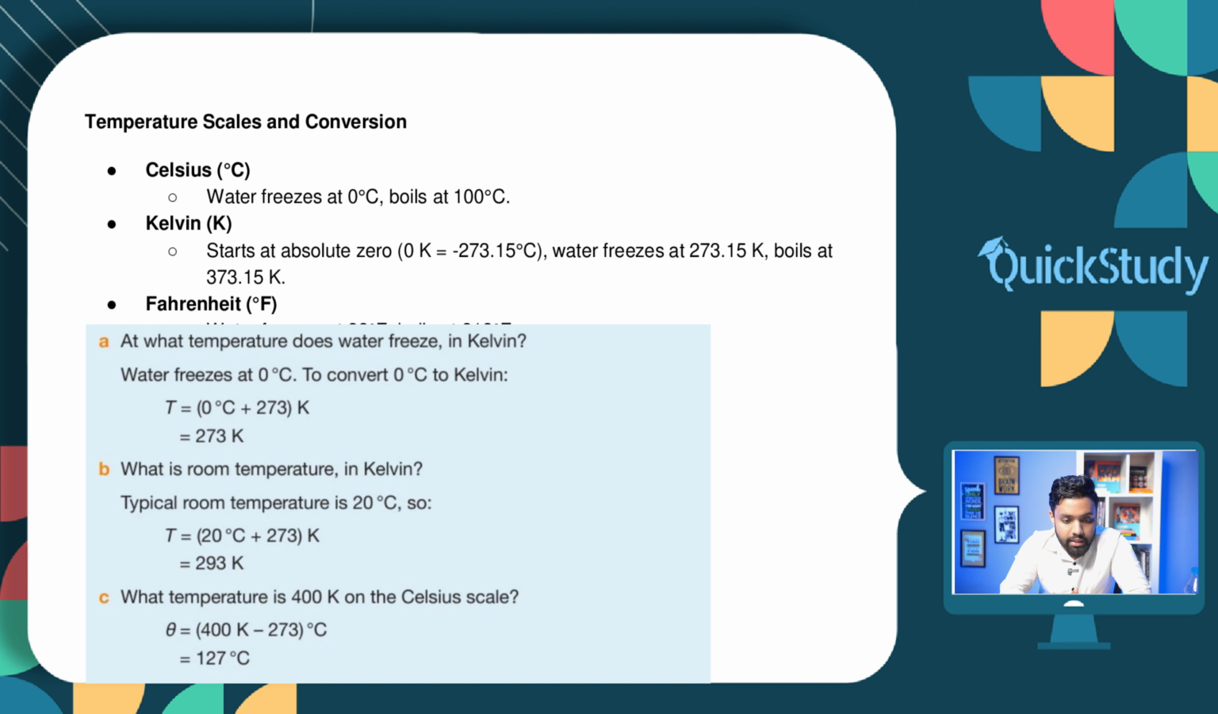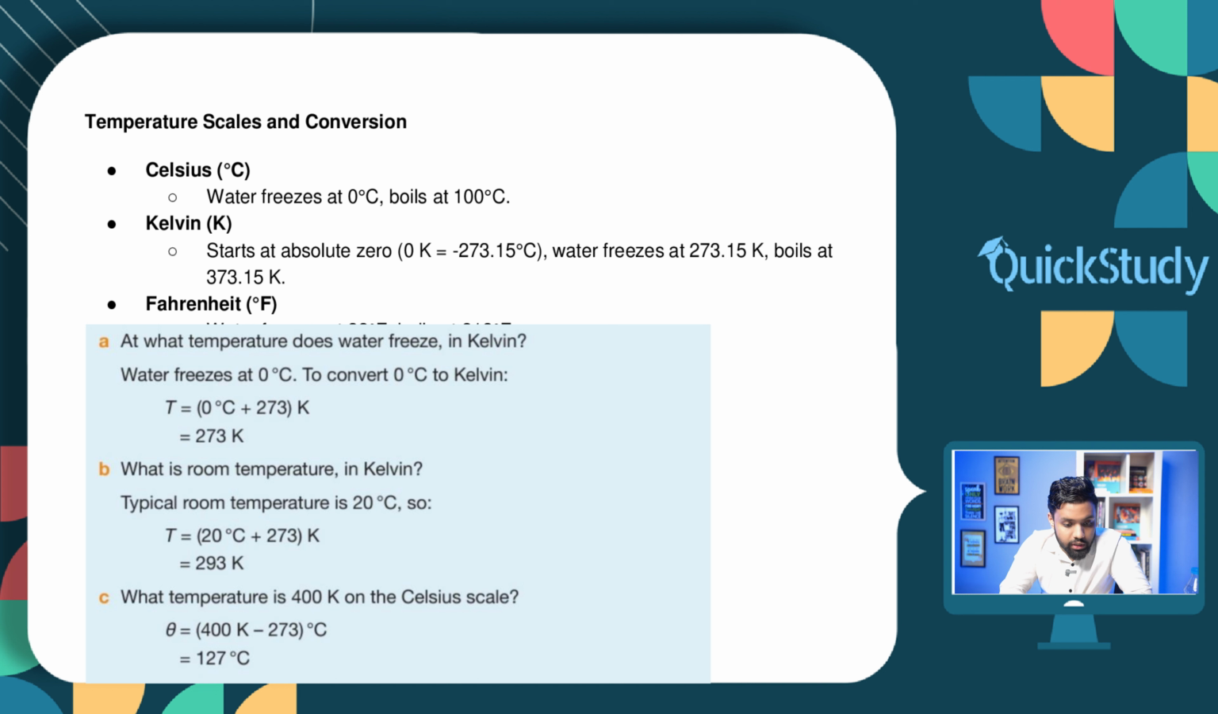So the first one is, at what temperature does water freeze in Kelvin? Water freezes at 0 degrees Celsius. To convert 0 degrees Celsius to Kelvin, we have to do 0 degrees Celsius plus 273. So the answer would be 273 Kelvin. So what is the room temperature in Kelvin? Typical room temperature is taken as 20 degrees Celsius here. So T would be equal to 20 degrees Celsius plus 273 Kelvin.